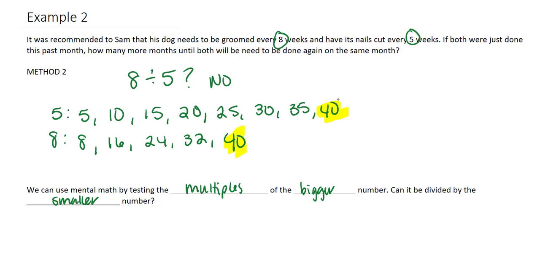So the second trick, where you divide, didn't work out. But we could always use the first method to then look.